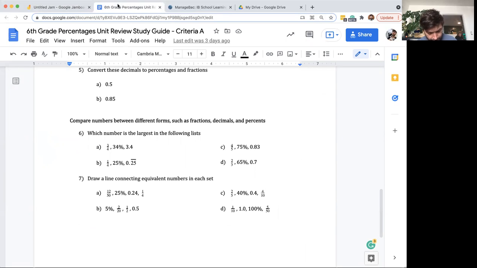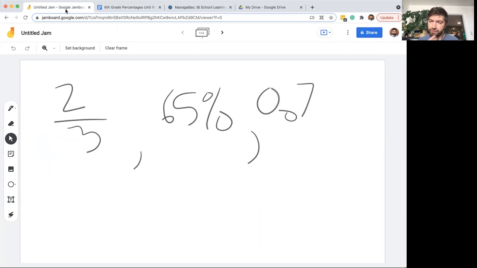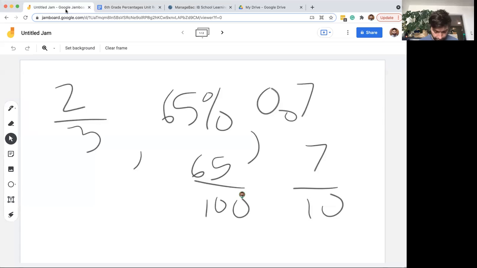And now D, 2/3, 65%, and 0.7. So we'll convert all these to fractions just so that we've done it once. So 0.7 would be 7/10. 65% would be 65/100. And 2/3 would be, well, it's 2/3.